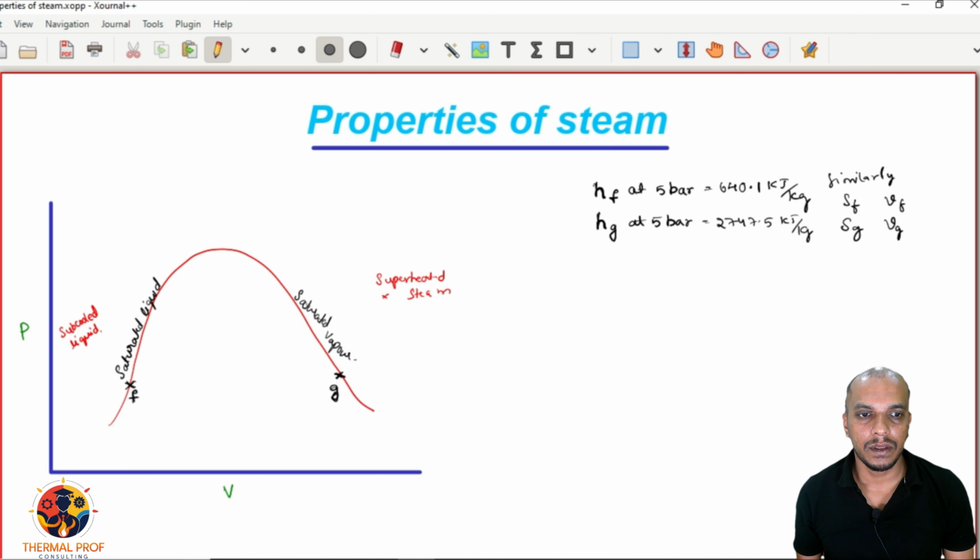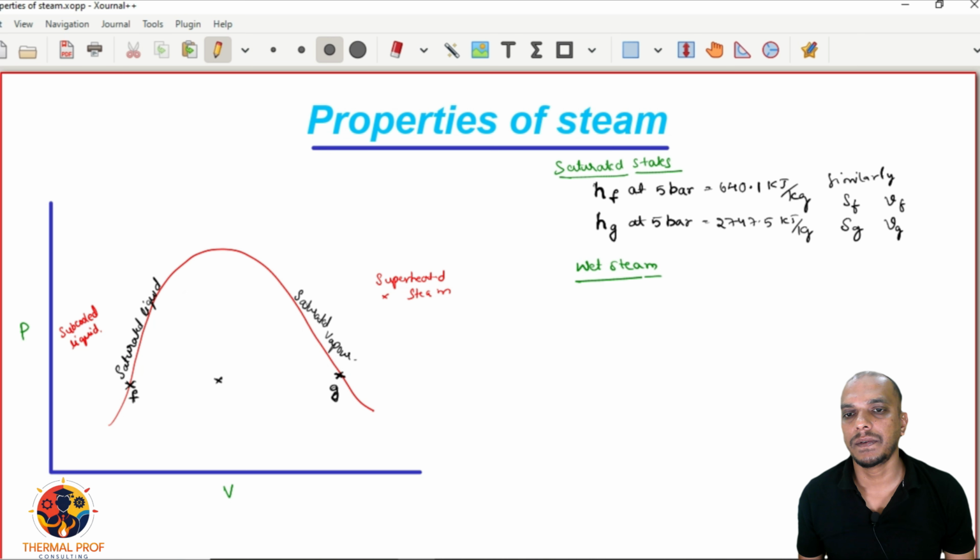So the moment it is saturated liquid or saturated vapor, we can copy the values directly from the data handbook. Now, what if the given steam is somewhere here? That is, these saturated states you are directly copying from the data handbook at given pressure. Now, the moment it is wet steam, the equation which we are going to use is, let us say, within the vapor dome.